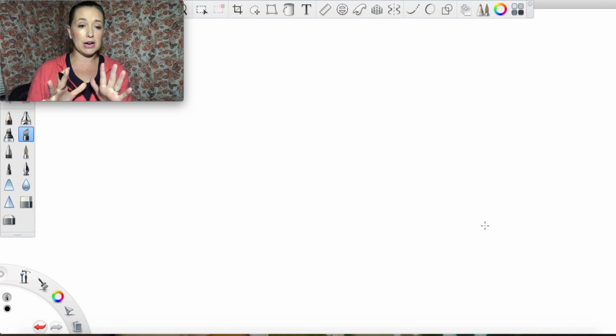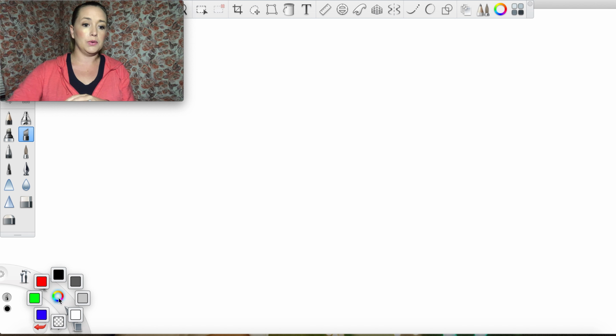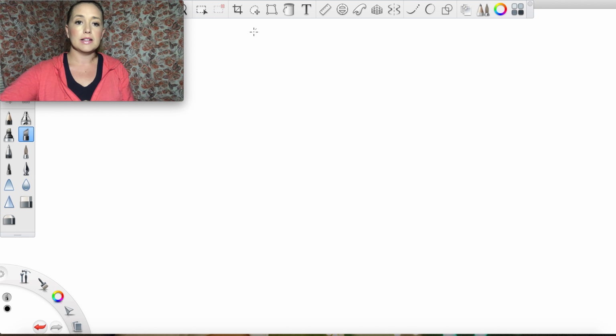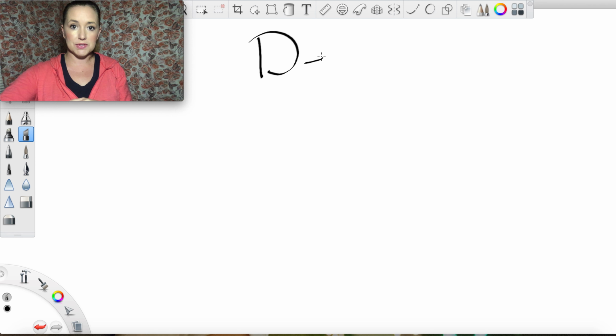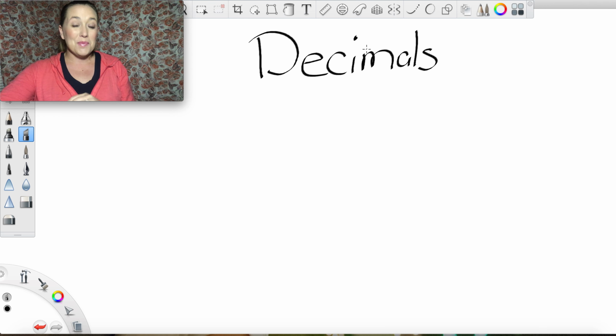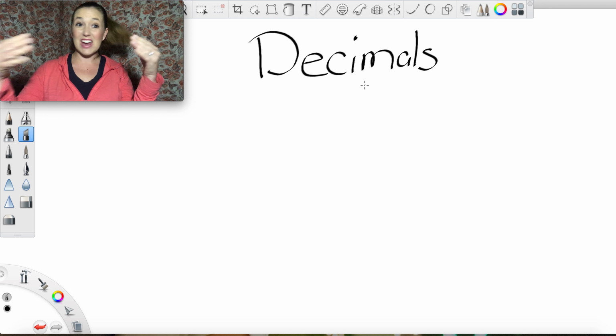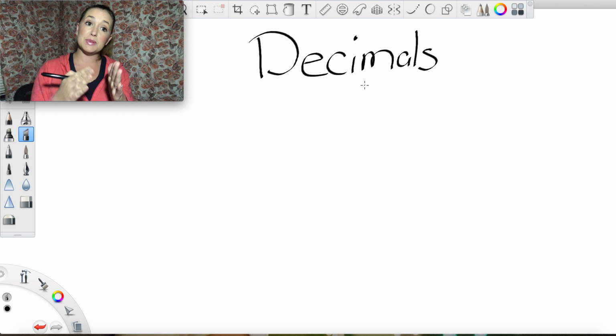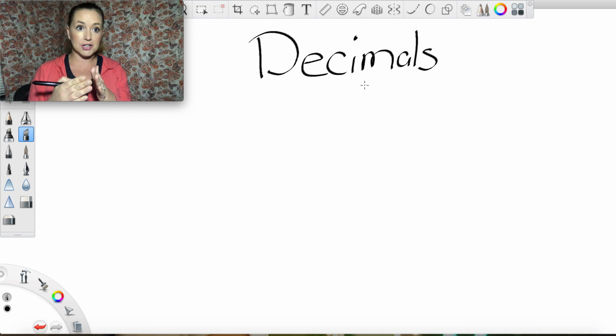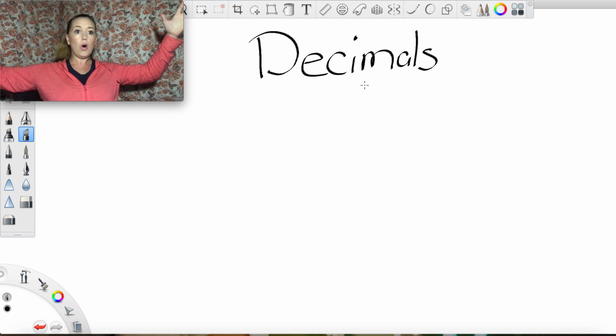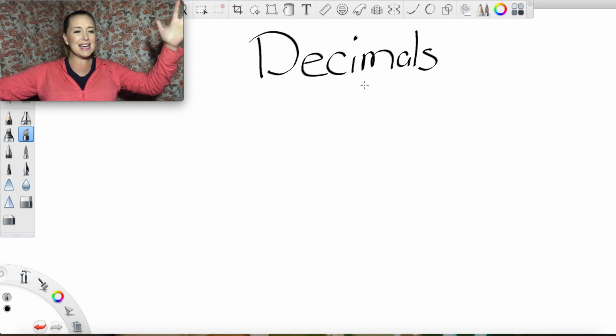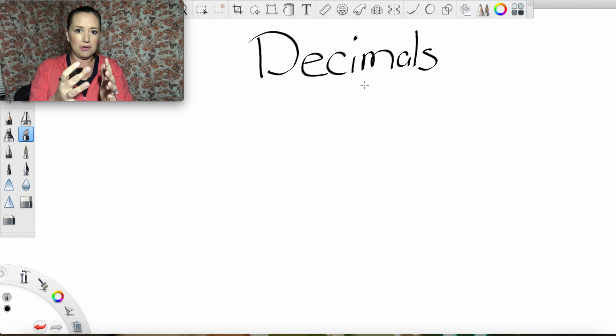So now let's take a break. Let's change gears a little bit, and let's go back and review decimals. Now remember, decimals are fractions. They're the same thing. They're just a specific type of fraction. So with fractions, you can have a whole bunch of different types. Decimals are a little bit more narrow.